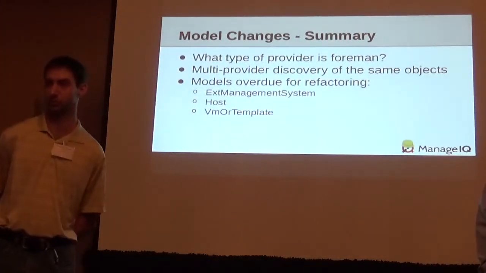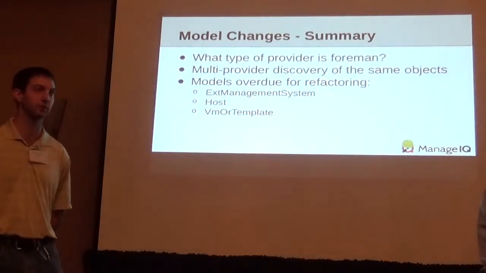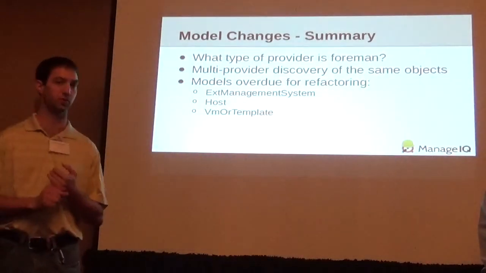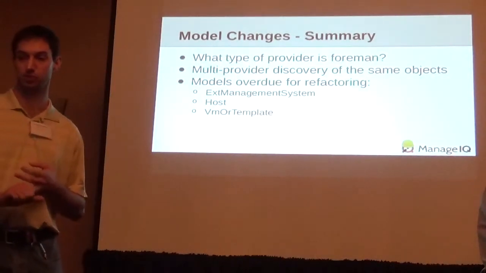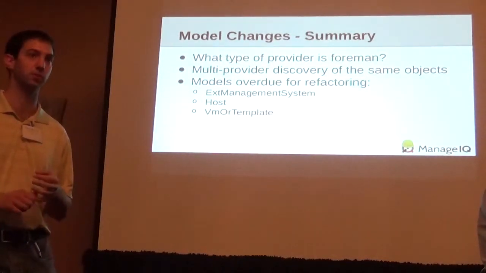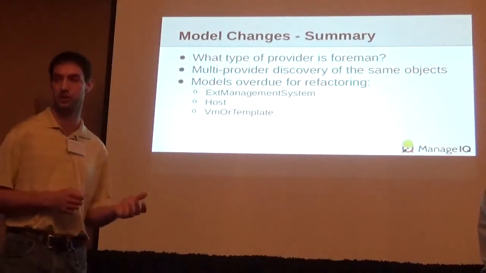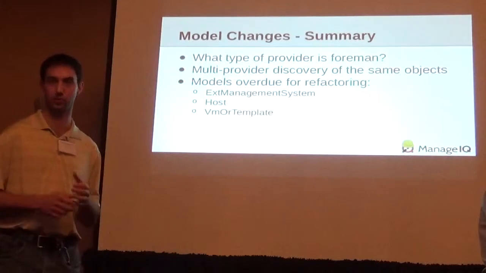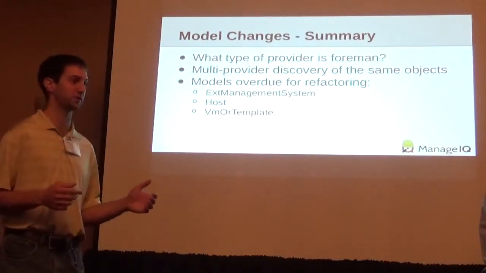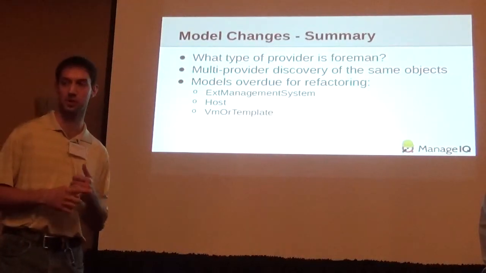Right, so when we do an EMS refresh on VMware, it pulls in all of the hosts, all the virtual machines, all of their attributes. So we're going to have to do the same thing for Foreman. When we do a refresh there, it's also going to find a host, whether it's virtual or physical, and we're going to have to tie those two objects together.